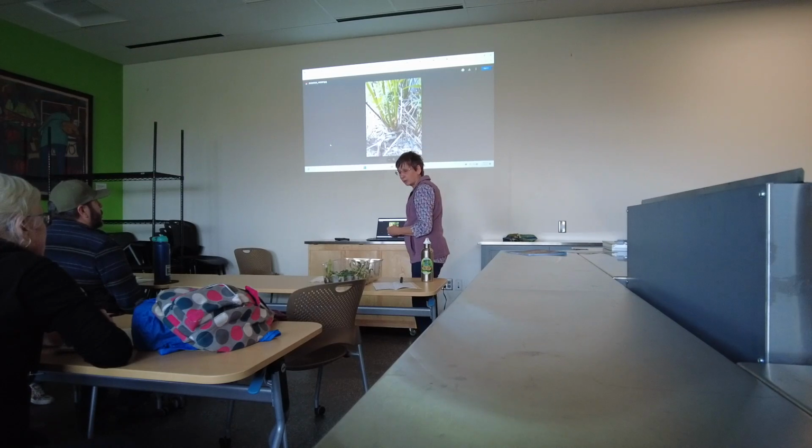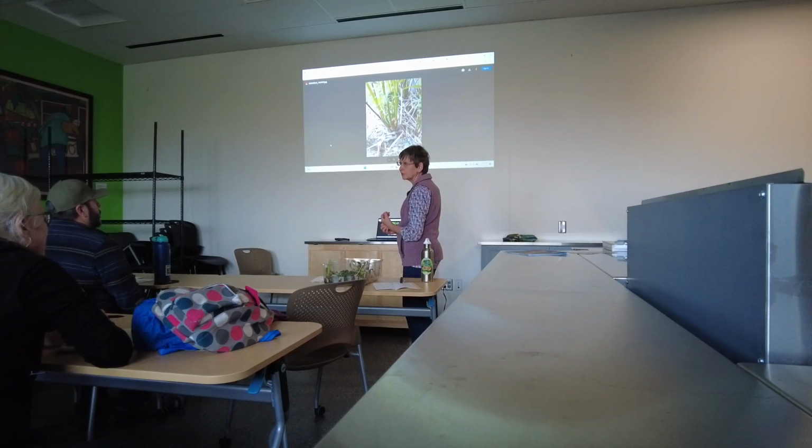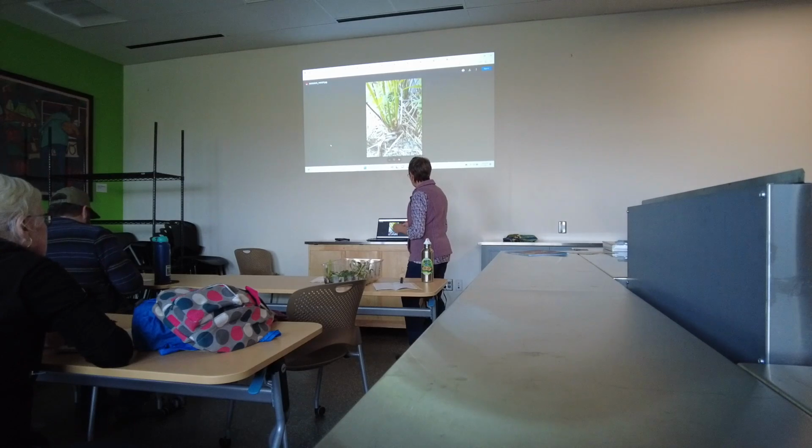Saute them a little with butter. They're full of all kinds of nutrition and they taste really yummy. So they taste a little bit like asparagus and they're very tasty. So I had another picture of them growing up bigger, but we don't have that one.